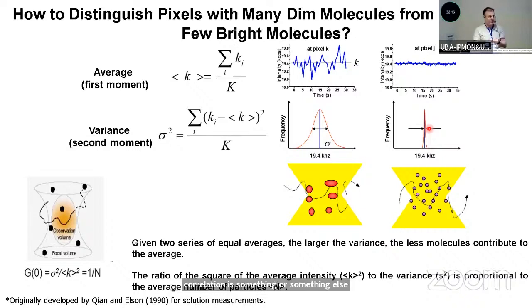And if we use this statistic, we can split this information, and based on the ratio of the square of the average of intensity and the variance, we can obtain what is called the number of particles, so the concentration in the pixel. So these are the two measurements that we need to run.